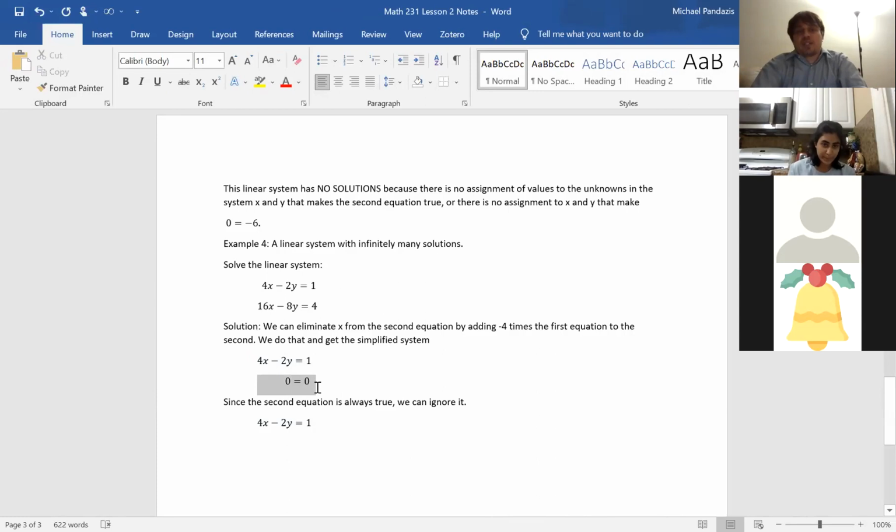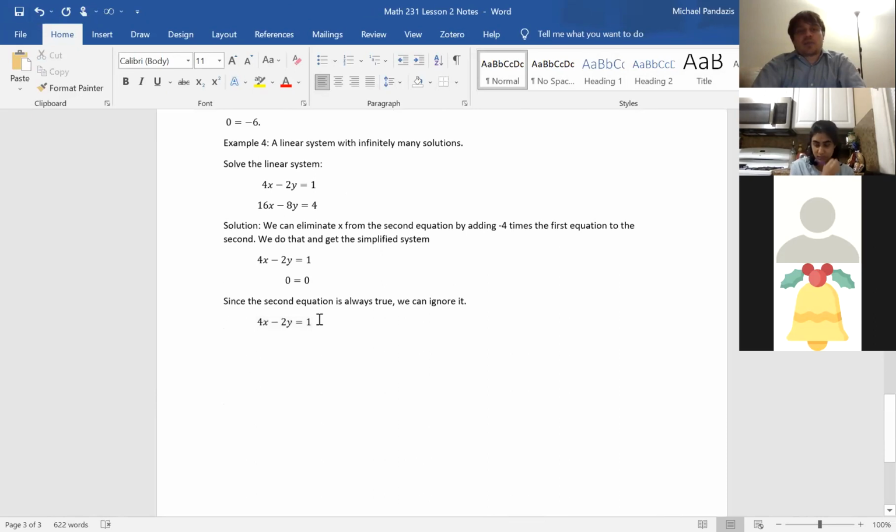So every assignment of values of x and y satisfies 0 equals 0. Okay, so by getting rid of this equation, we do not change the solution set of the linear system. Okay, so we ignore the second equation. Now we only look at the first one, 4x minus 2y equals 1, and we ask ourselves, what are all the solutions to this linear system?